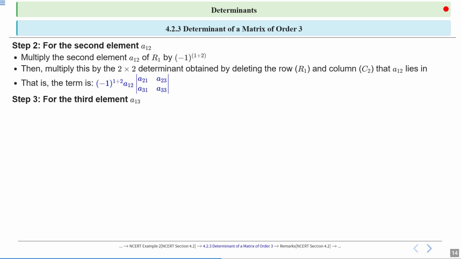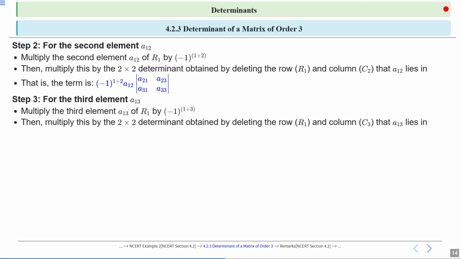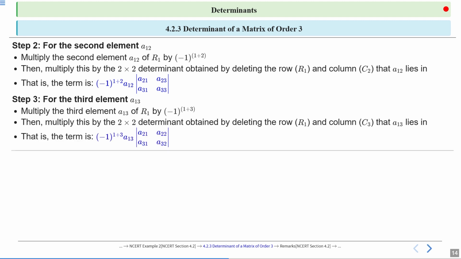For the third element A13, we first multiply the third element A13 of R1 by -1 to the power 1 plus 3, and then multiply this by the 2 cross 2 determinant obtained by deleting row R1 and column C3, because A13 lies in the first row and third column. So now we have three determinants of 2 cross 2 matrices, and the term is minus 1 to the power 1 plus 3, A13, determinant of A21, A22, A31, A32.